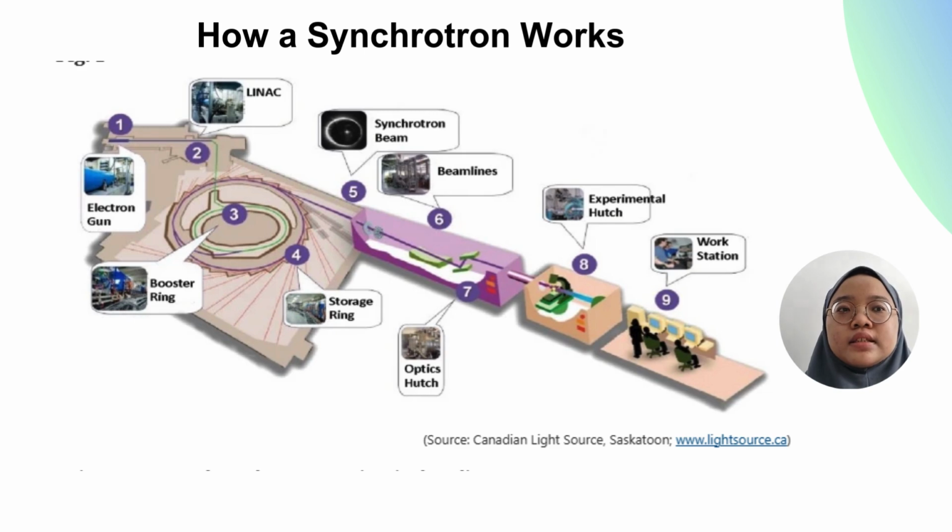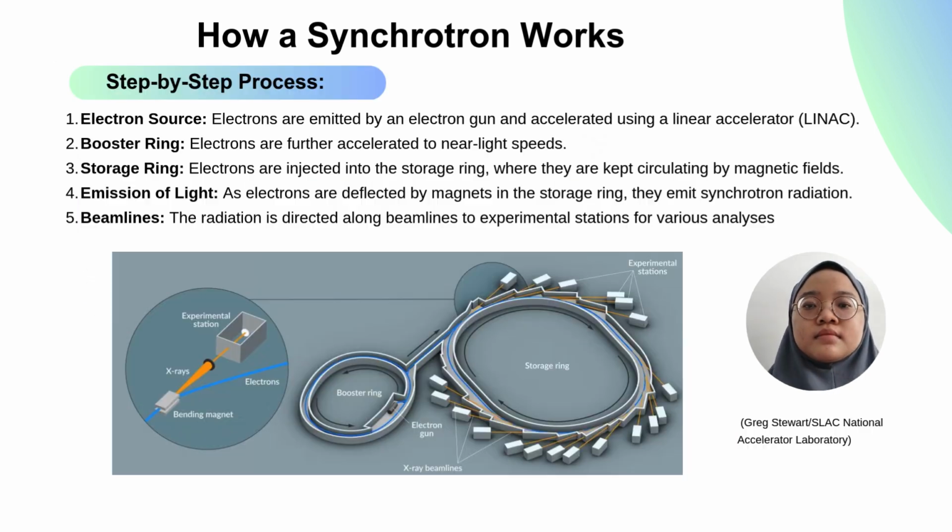So how does a synchrotron work? Before that, we need to know the important parts of a synchrotron. It consists of an electron gun, linac, booster ring, synchrotron beam, storage ring, beam lines, optic hatch, experimental hatch, and lastly workstation. So we look at the step-by-step process of how a synchrotron works.